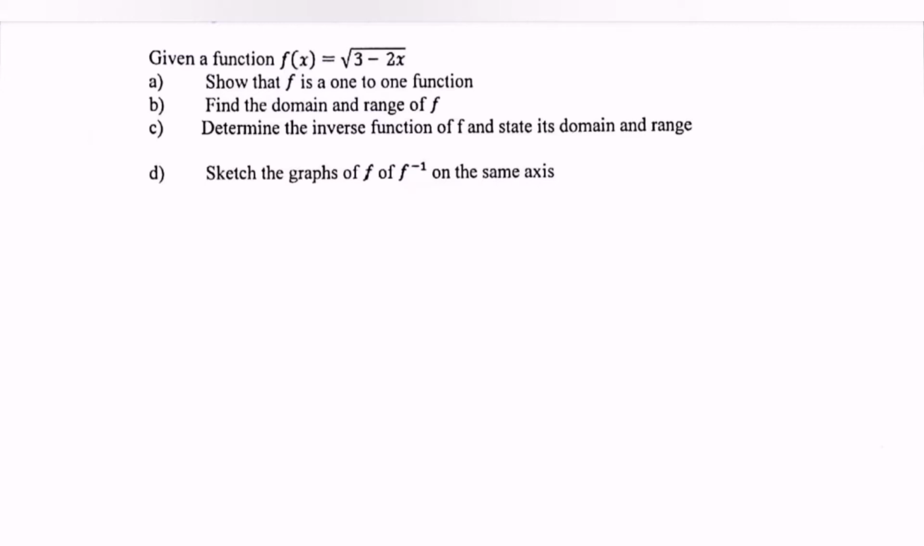In this video, I'm going to discuss the example for function and graph. Given the function f(x) equals the square root of 3 minus 2x. Show that f is a one-to-one function.